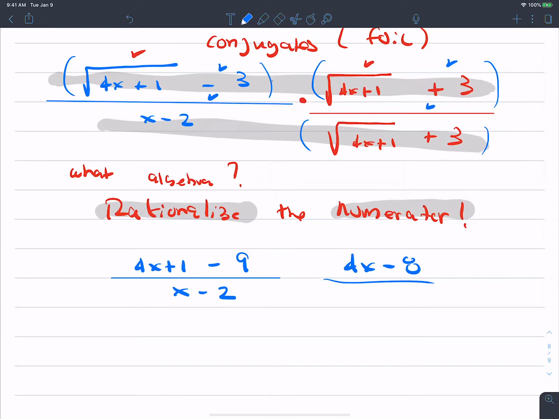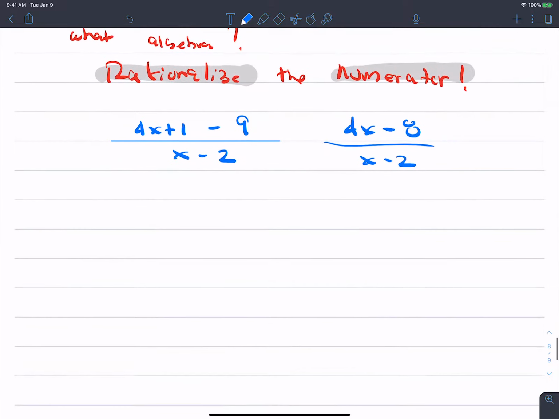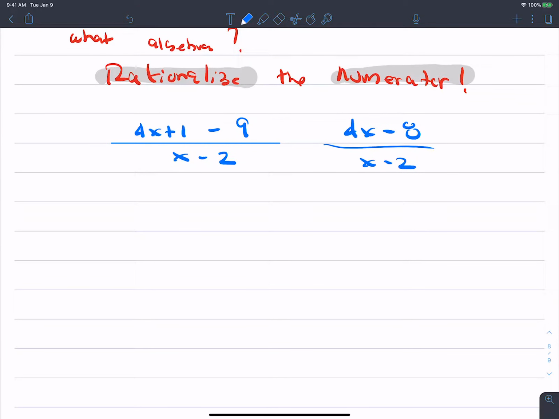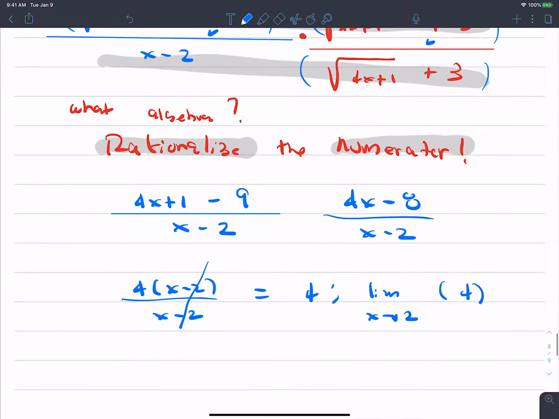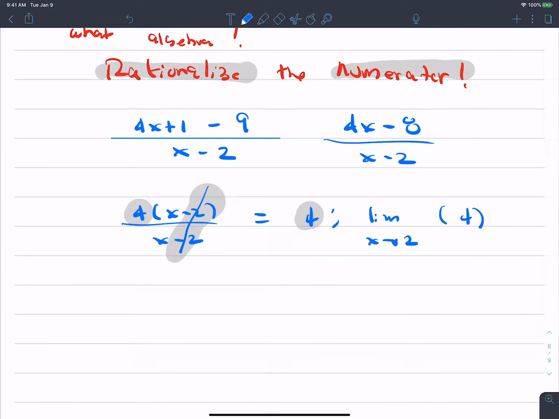4x minus 8 over x minus 2. That's a division question, but you can factor the 4 out of the numerator and you get 4 times x minus 2 over x minus 2. Sure enough, you have cancellation and you just have this constant 4. So this is going to be the limit as x goes to 2 of the constant 4. Because this is canceled, you just have that 4. And the limit of a constant, again, is the constant. So this equals 4.